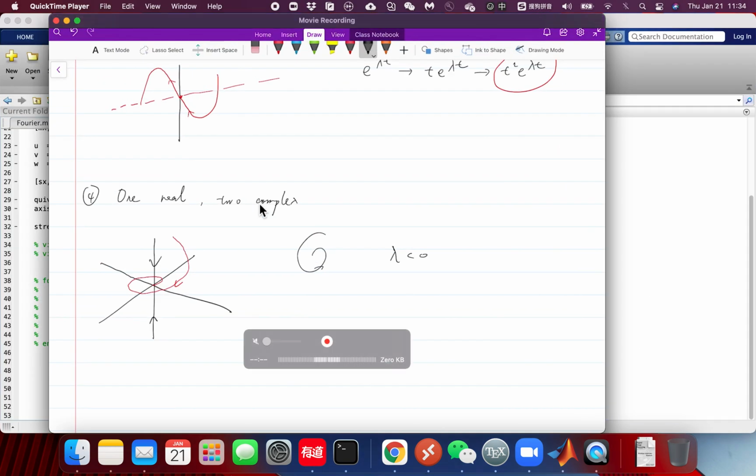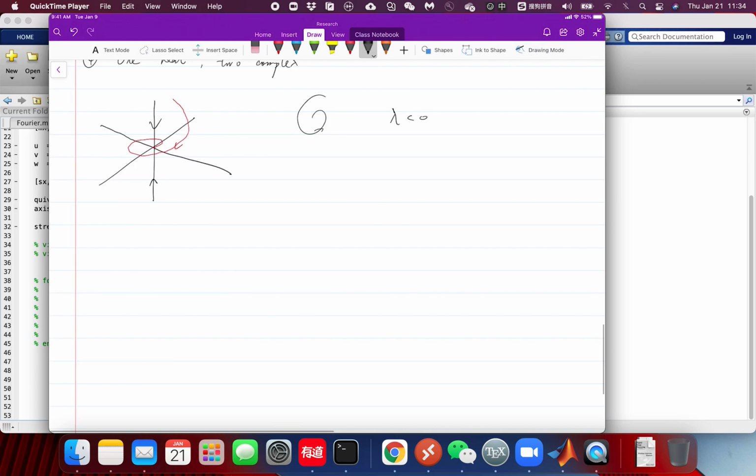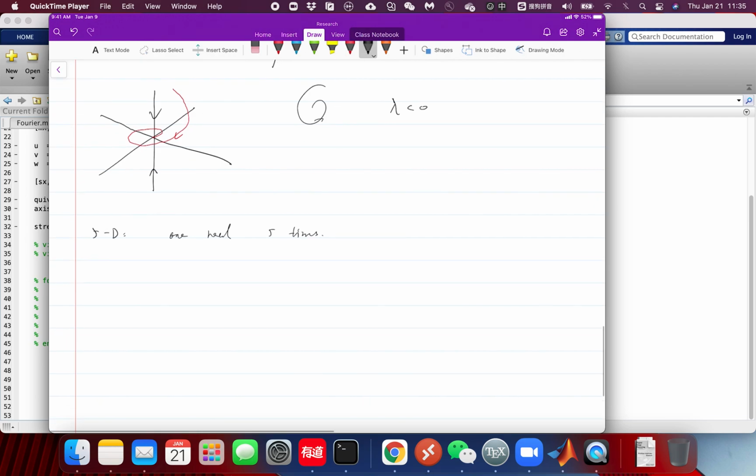All right, so that's what we're going to do for high dimensional cases. These are 3. What about 5 dimensions? You can imagine what's going to happen. One real repeated for 5 times. Maybe, 3 distinct real.